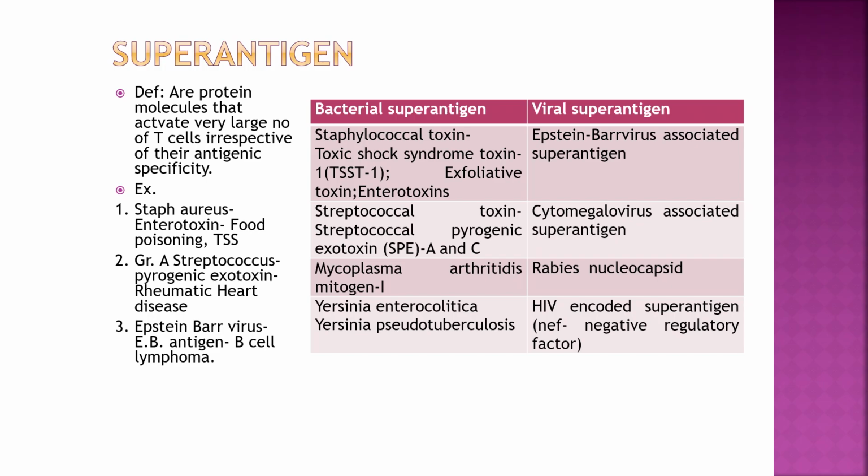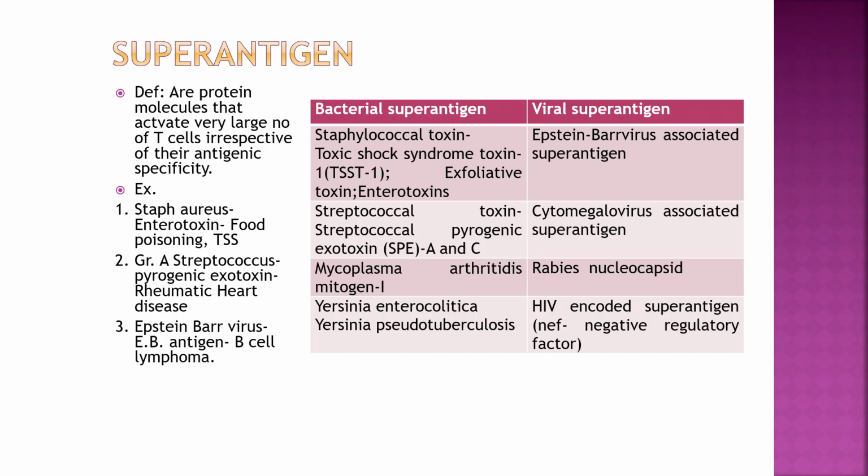By definition, they are protein molecules that activate a very large number of T cells irrespective of their antigenic specificity, and then they can cause disease. So we'll see examples of the super antigen and disease. First is Staphylococcus aureus. It has an enterotoxin which acts as a super antigen, and then it gives rise to diseases like food poisoning and toxic shock syndrome.